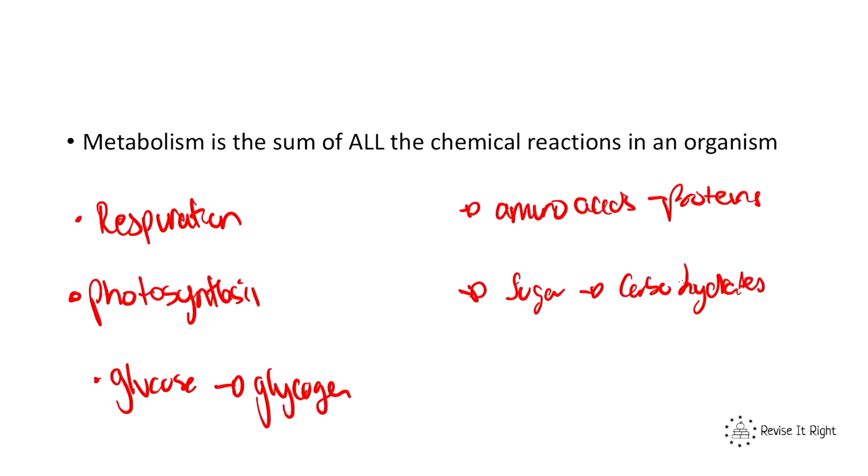So the point I'm trying to make is that metabolic reaction is every single chemical reaction that goes on within an organism, and it's all of those added together. It's the sum of all of those. When we talk about metabolic rate, we're talking about how quickly all of those reactions happen. Okay, so these here are examples of metabolic reactions.